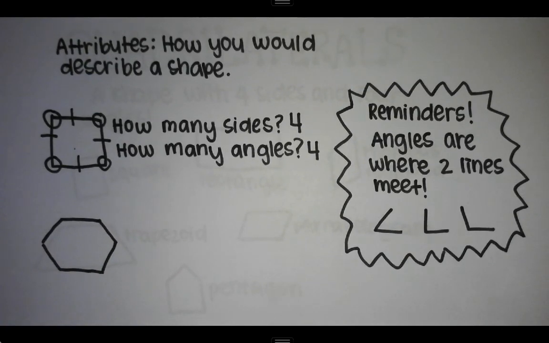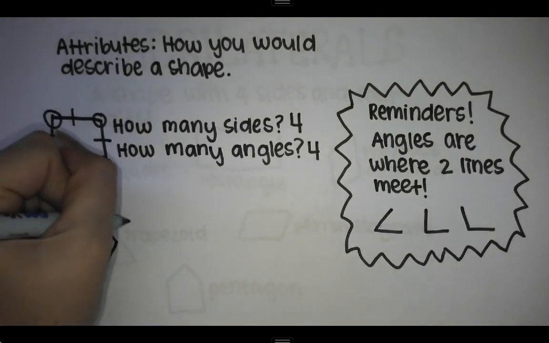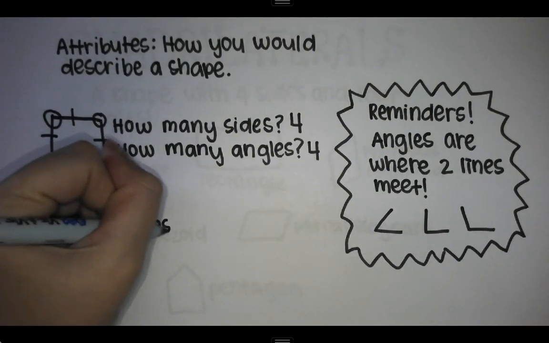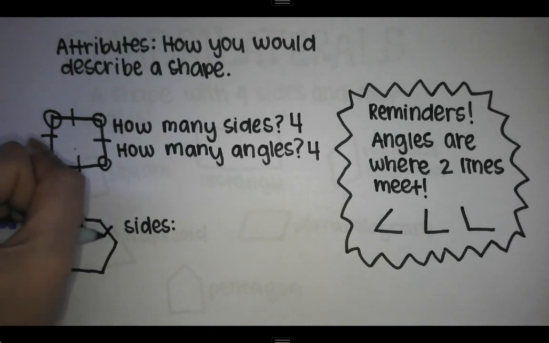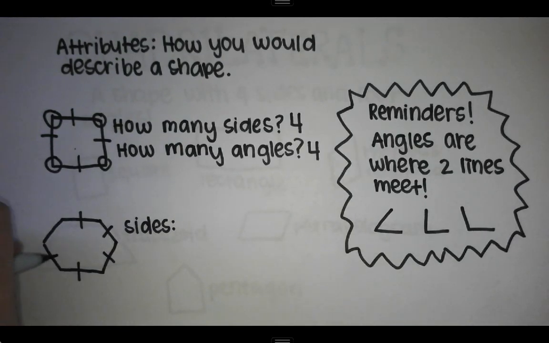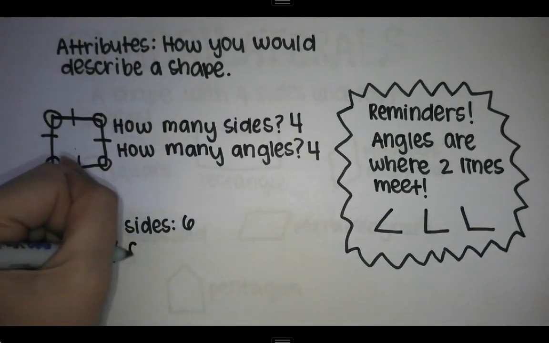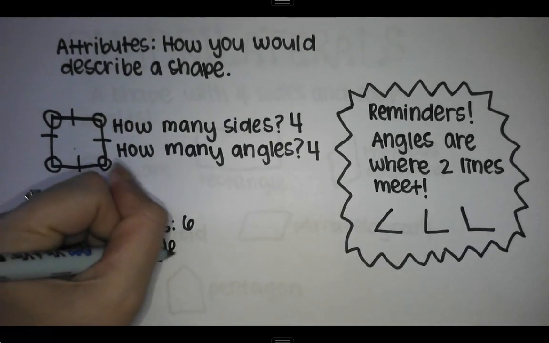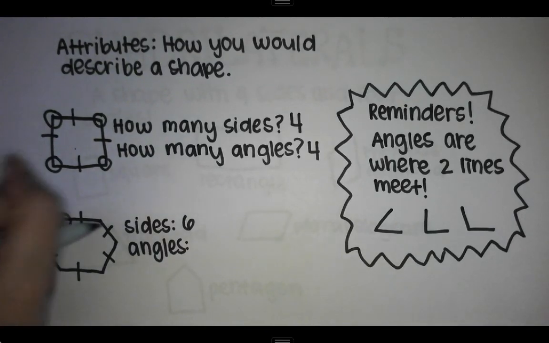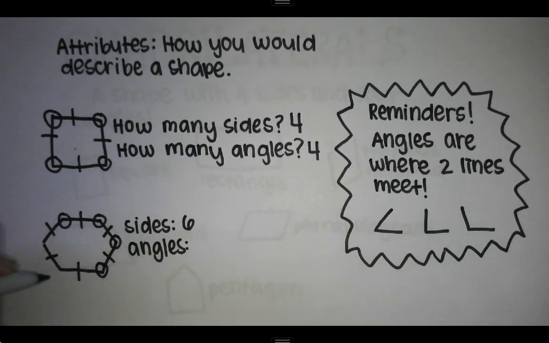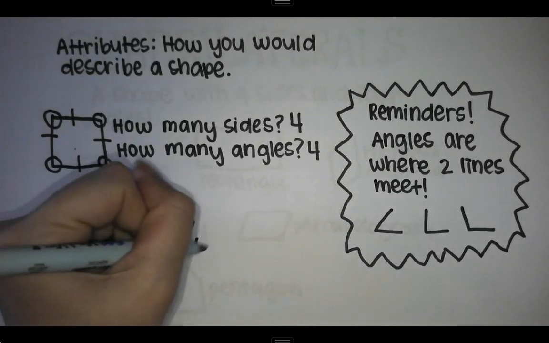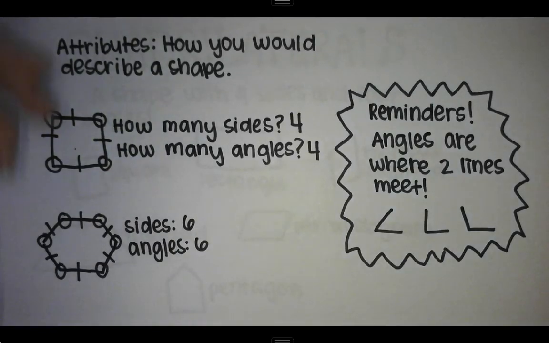Now I'm going to take a look at my next shape. So my first question I need to ask myself is how many sides? I have 1, 2, 3, 4, 5, 6 sides. And then how many angles? I have 1, 2, 3, 4, 5, 6 angles. So remember, attributes are how you would describe a shape. How many sides? How many angles?